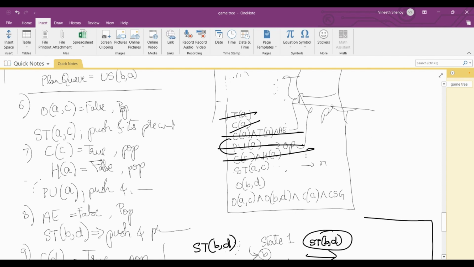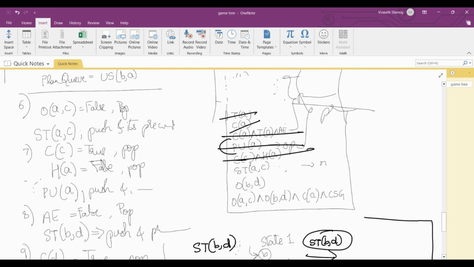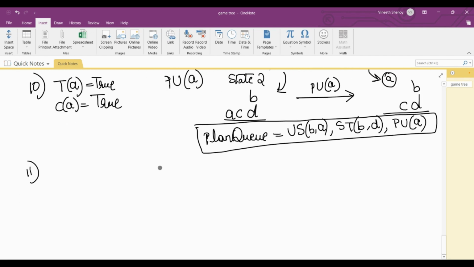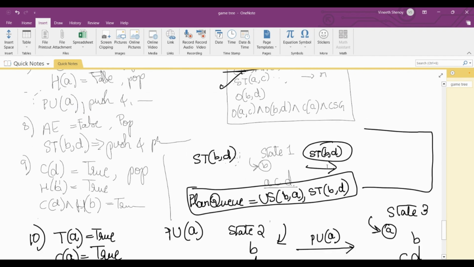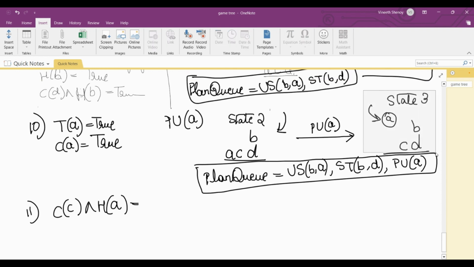The 11th step will be this one: C of C and H of A. That means, hold on, why did that come there? Yeah, this was the sub goal for stack of A C. So we are checking C of C, the sub goal. Is C of C and H of A true? Is the top of C clear in state 3? Now we are considering state 3, which is over here.